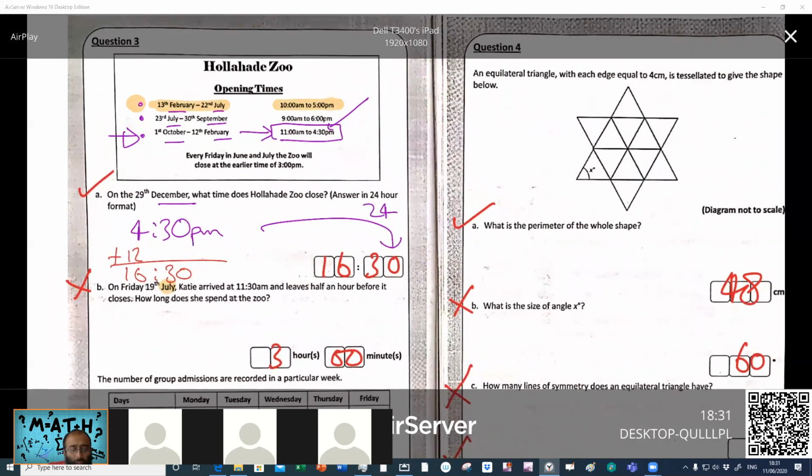But then it says every Friday in June and July, the zoo will close at an earlier time. So we got an extra bit of information here at the bottom. It closes at 3 p.m. So what time did she arrive? She arrived at 11:30. And then at what time did she leave? 2:30. Okay, so she left at 2:30 because it closes at 3 o'clock, and she leaves half an hour before. So you have to work out the time between these two. So how much time is from 11:30 to 2:30? 3 hours.